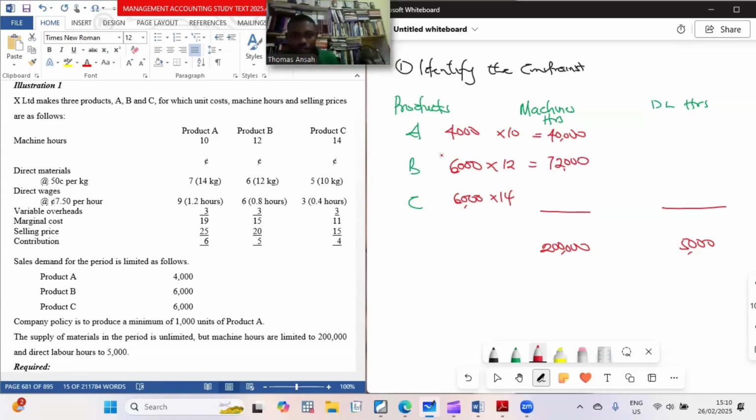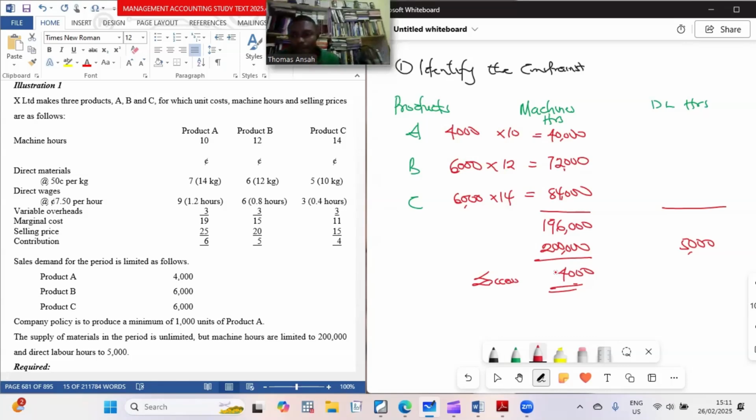Then 14 by 6 gives me 84,000. So let me total all these together: 84, 72 plus 40, 196. Clearly, we have excess, so it is not a shortage. We even have a space of 4,000. So basically that is it for this one.